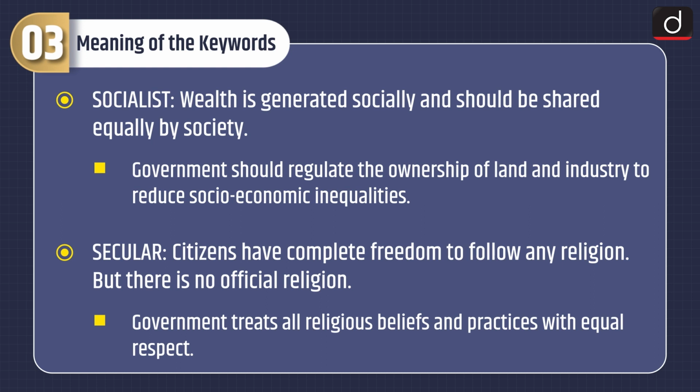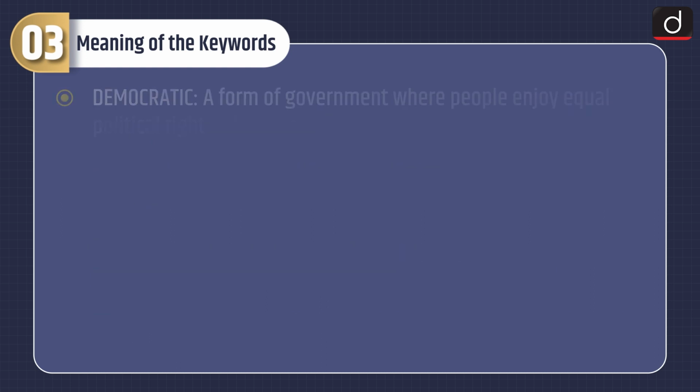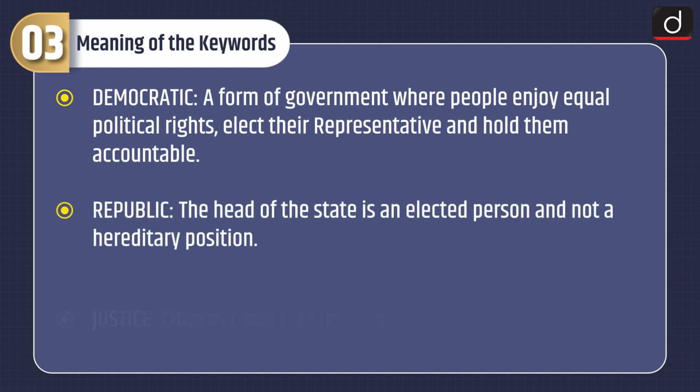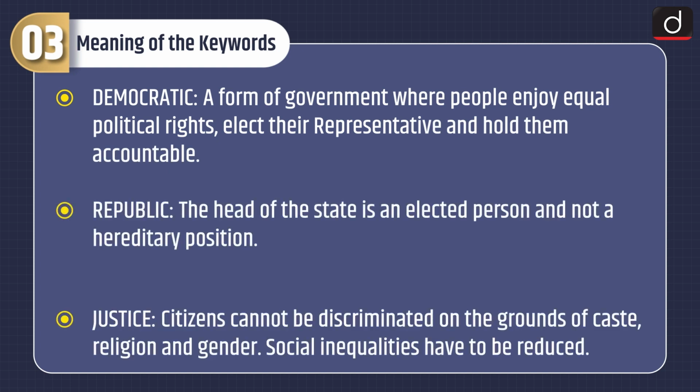Secular: citizens have complete freedom to follow any religion, but there is no official religion. Government treats all religious beliefs and practices with equal respect. Democratic: a form of government where people enjoy equal political rights, elect their rulers and hold them accountable. Republic: the head of the state is an elected person and not a hereditary position. Justice: citizens cannot be discriminated against on the grounds of caste, religion and gender. Social inequalities have to be reduced.